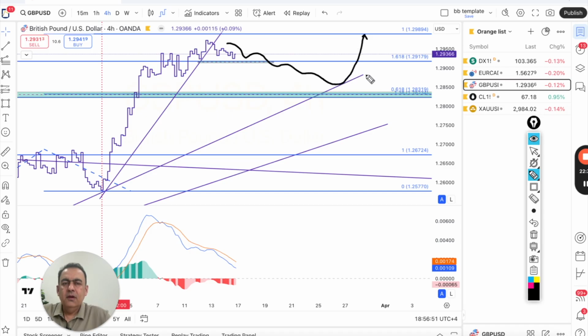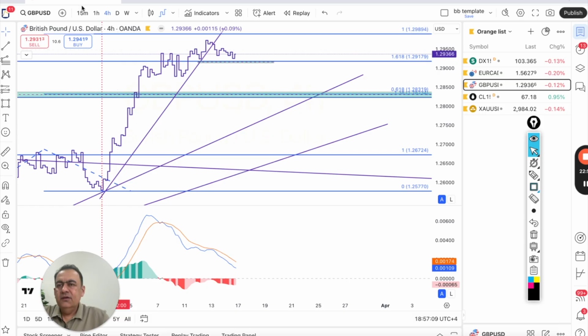This is the expectation. So any pullback towards 1.2830, because we have Bank of England's monetary announcement coming up, which might change the direction in the short run. So any pullback should be taken as an opportunity to buy and hold.